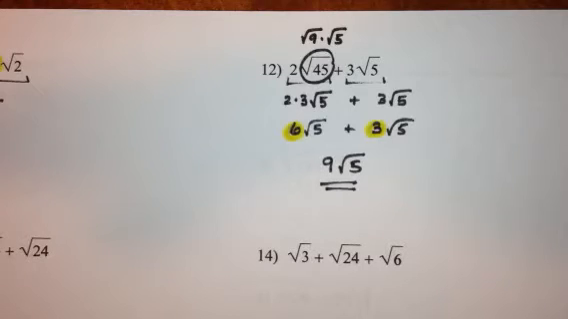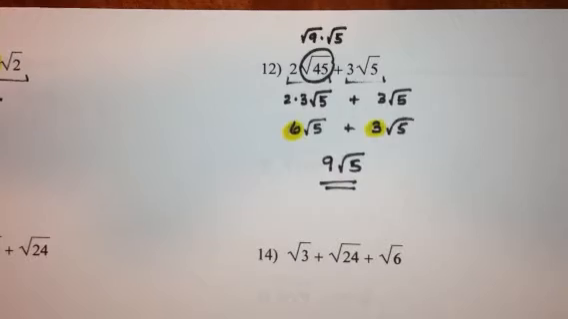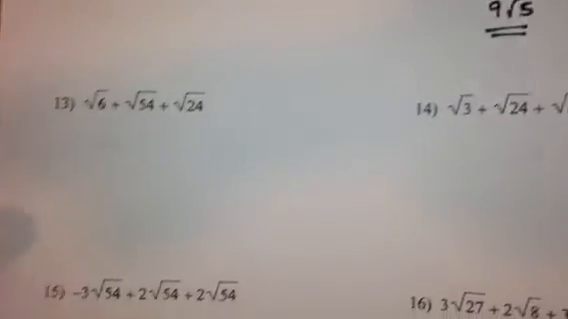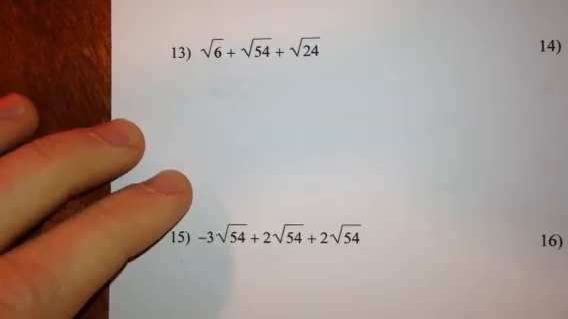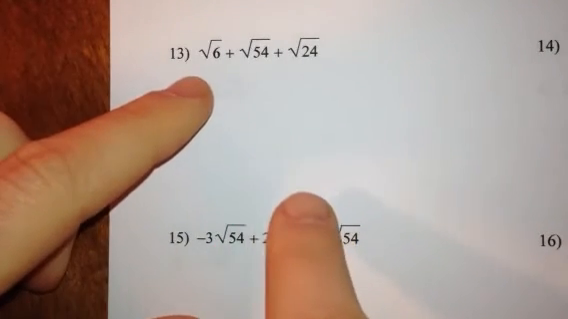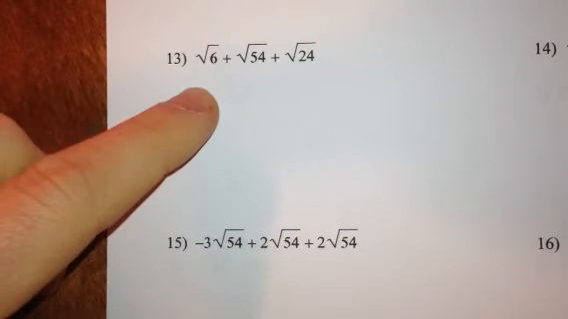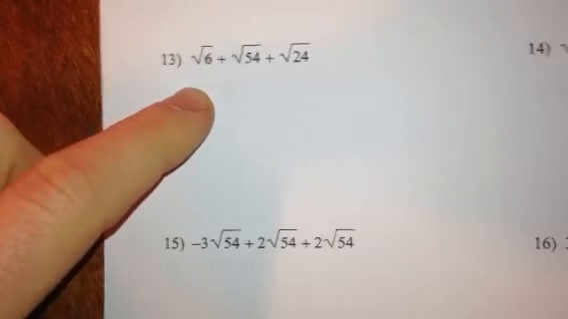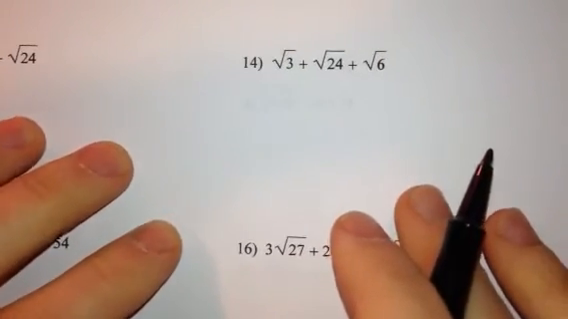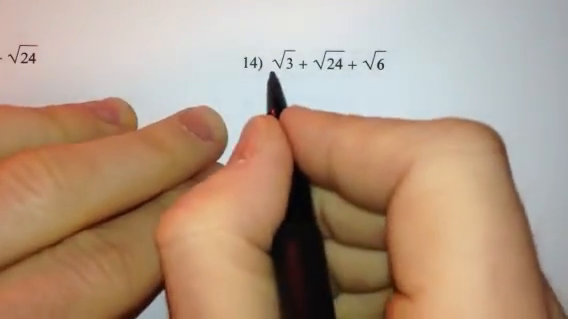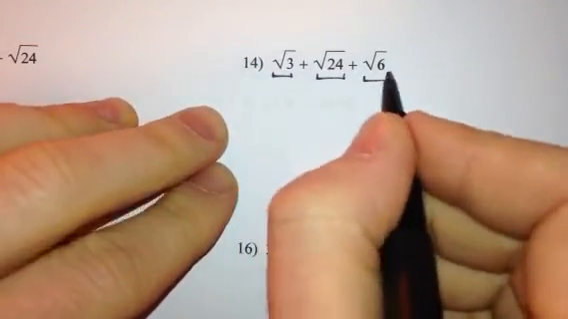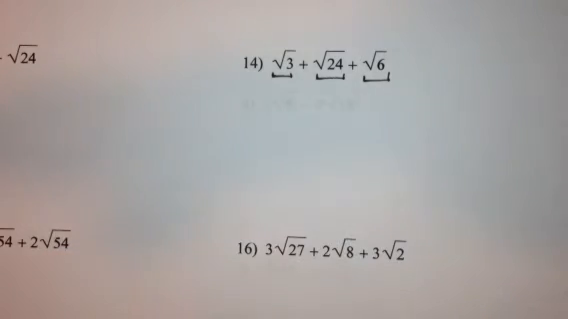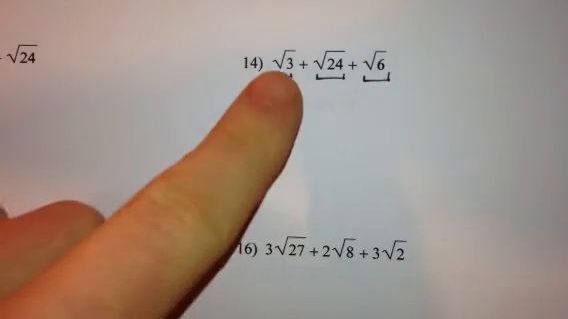Let's do one more. Let's take a look at, say, number 13. Okay, on number 13, actually, no, I don't like that one. Let's do a different one. Let's do number 14. Yeah. Okay. So we've got 1, 2, 3 terms on this one. And those 3 terms don't go together. None of them are the same. And so we're going to see if we can change them.